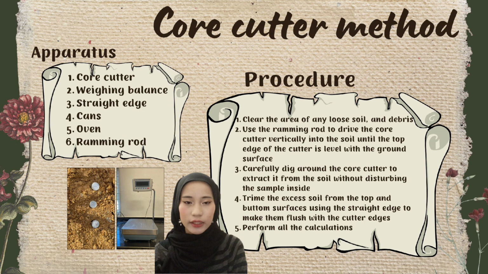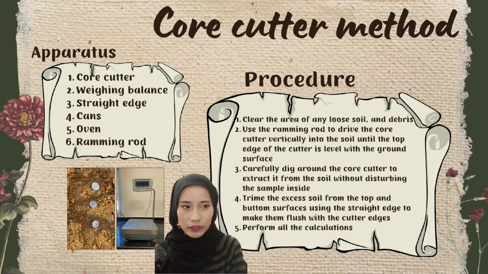For the methodology of our mini project, there are three types of tests that we need to conduct. The first one is the core cutter method, secondly dry sieving, and the third one is the compaction test. For the core cutter method, the apparatus that we needed are the core cutter, weighing balance, straight edge, cans, ovens, and lastly the ramming rod.